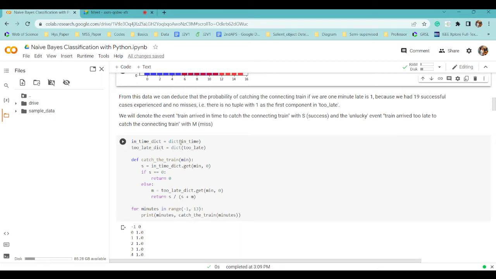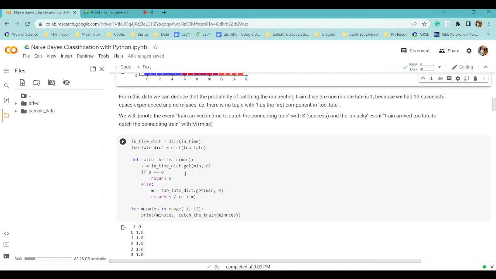So now we are creating the dictionary. A tuple is like data in brackets, right? A dictionary is something which is in order, in line, like a series of lines. So we are creating a dictionary for in time and too late, and my data is in minutes, right? So I need to check if my train which is coming is on time or late in terms of minutes, how it is on time, or how many minutes it is late.